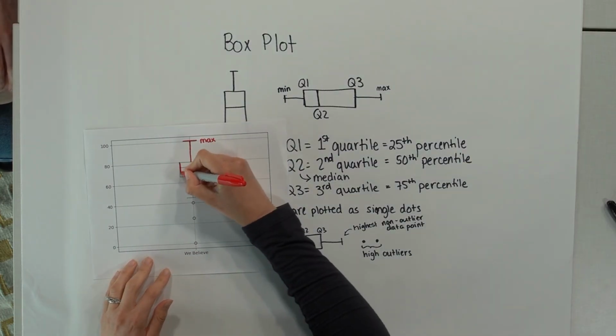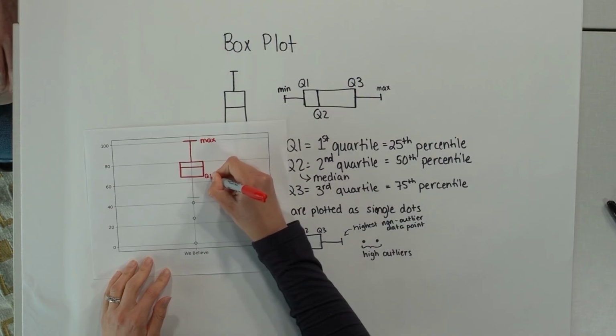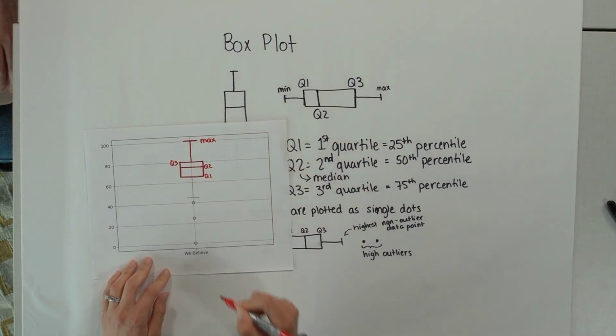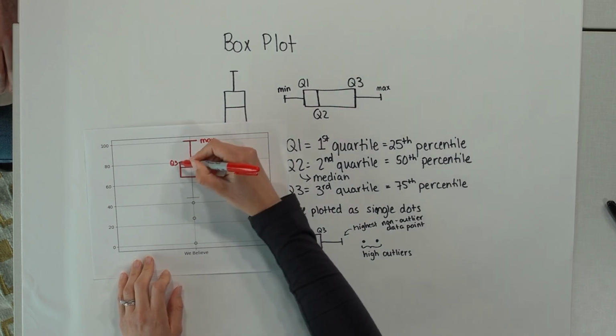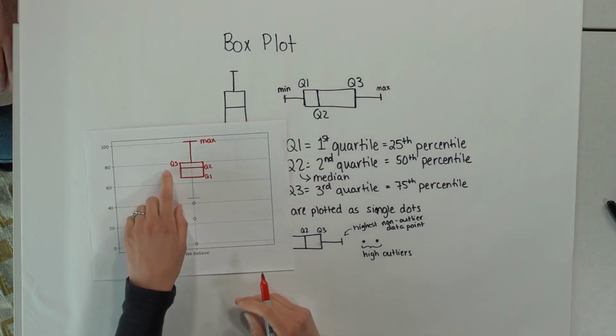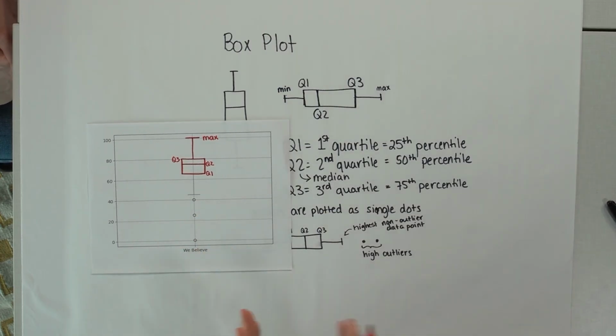And then here is my box, just like we saw with the horizontal box plot. These 3 lines in the box are going to represent Q1, Q2, and Q3. So basically what that means is right at Q3, 75% of the data is below 80. So 75% of students answered below 80% for what they assigned a probability to for we believe.